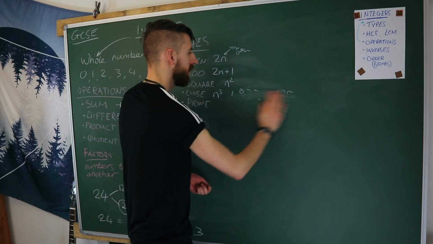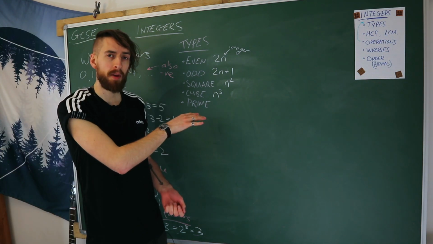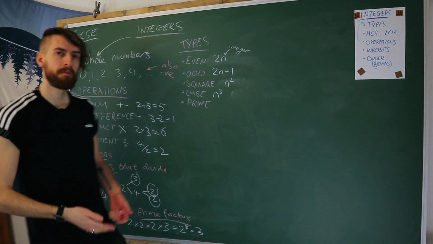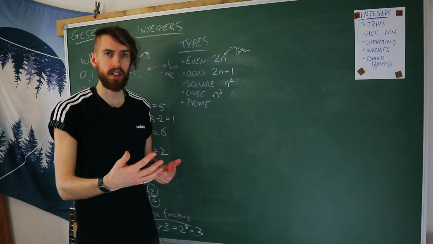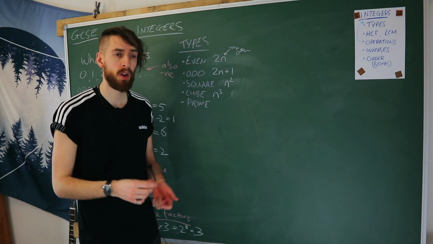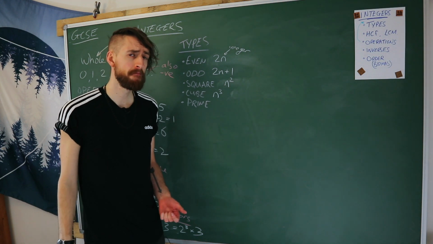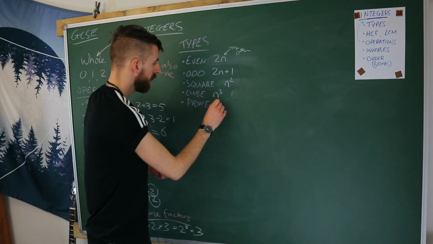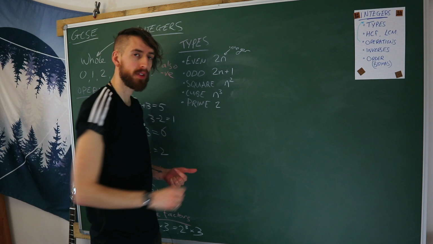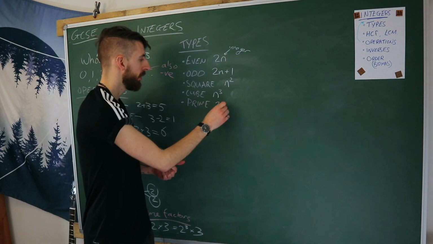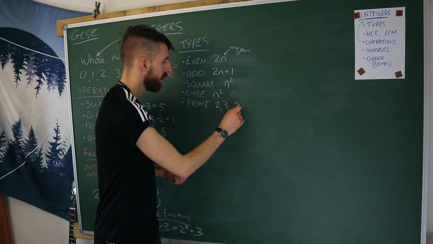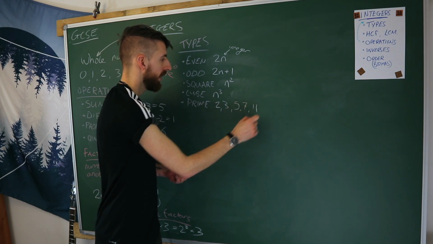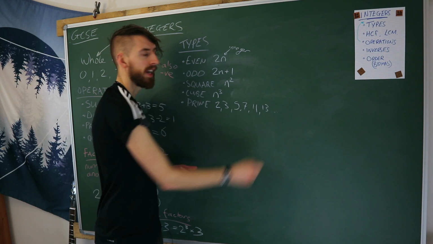And then, yeah, now we've got our prime numbers. So prime numbers are ones which can't be expressed as other factors, so it hasn't got any factors. So 1 isn't actually a prime. So we're going to start at 2. 2 is the first prime. Then we've got 3. Then we've got 5, 7, 11, 13, and it goes on and on.